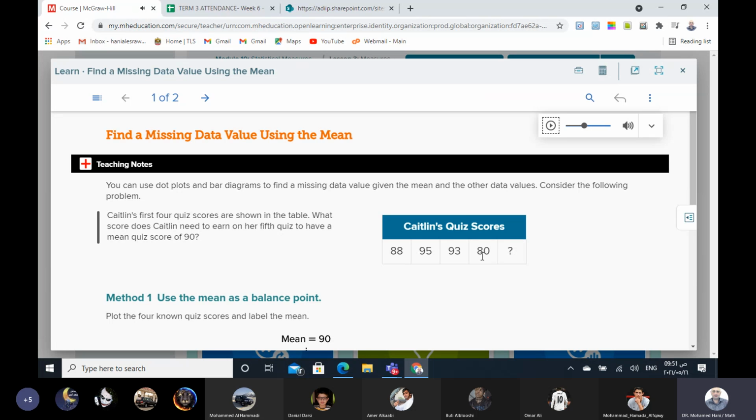As you see here, we have this table, we have this data, and we have 1, 2, 3, 4, 5 numbers. We know 4 numbers, but we have here the missing number. And we want to find the missing number using the mean. We know the mean. Mean quiz score of 90. The mean here will be 90. So what do I do?